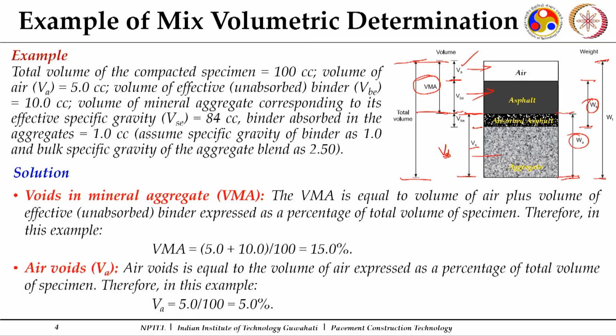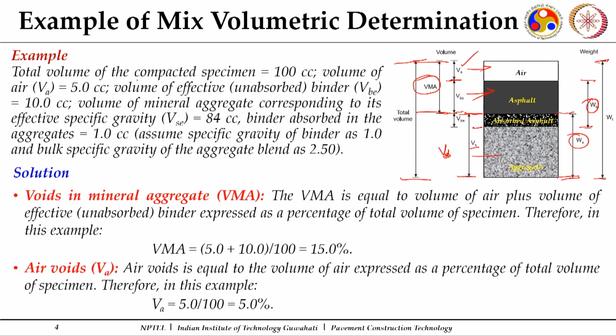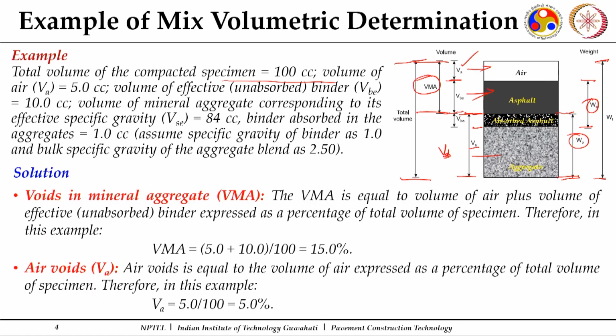Now, let us consider an example. This is just an example to explain the things in a simpler manner. The figures shown here are not a realistic picture, but this is to make things easily understood. So, if the total volume of a compacted specimen is 100 cc, it has been made 100 cc so that we can make the other computations simple.